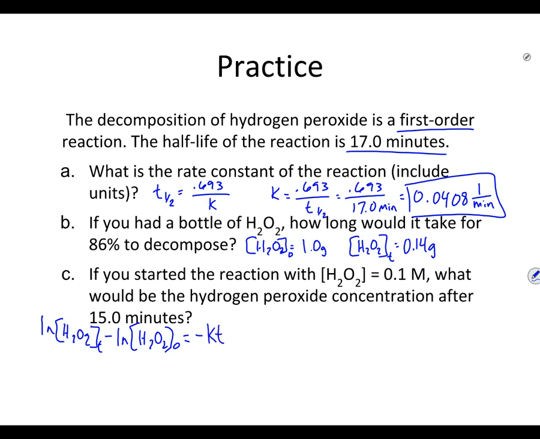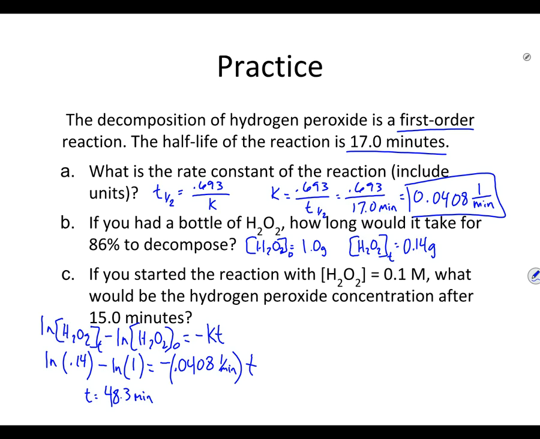And we're looking for time in this case. So ln of the concentration at time t is going to be ln of 0.14 grams minus ln of 1 gram, and that equals negative 0.0408 per minute times t. And then all I have to do is solve for t. I get that t equals 48.3, and the units are minutes, since that's what k was in.